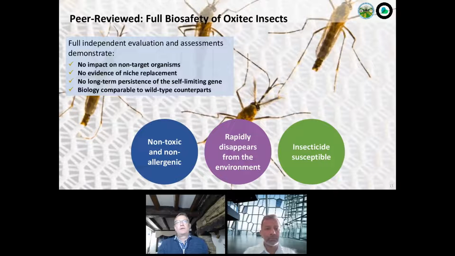And then the biological comparable to wild-type counterparts, and that's in terms of insecticide resistance, as I mentioned, but also in terms of fecundity, in terms of longevity, in terms of other life history parameters.